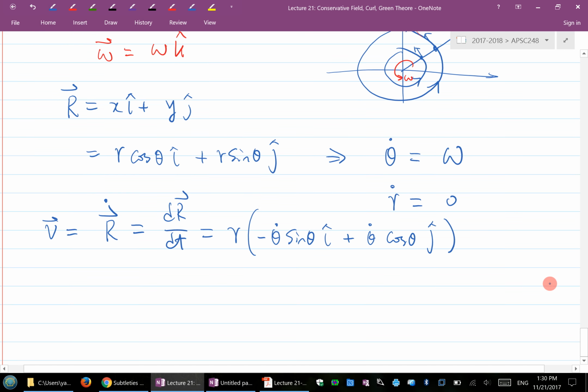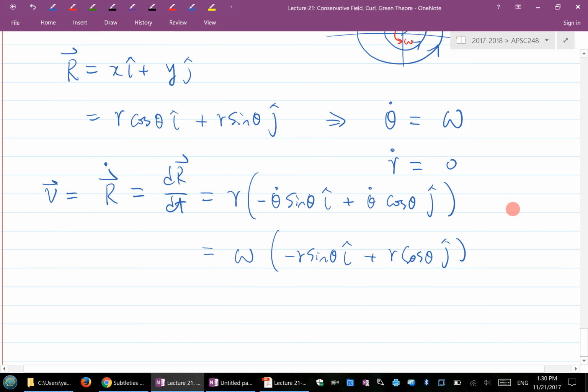And theta dot is omega, so you can take the omega out of this bracket and move the r back into the bracket. So that's your velocity field. And then a little bit of simplification, because r sine theta is y, r cosine theta is x. There we go. So your velocity field is this one.